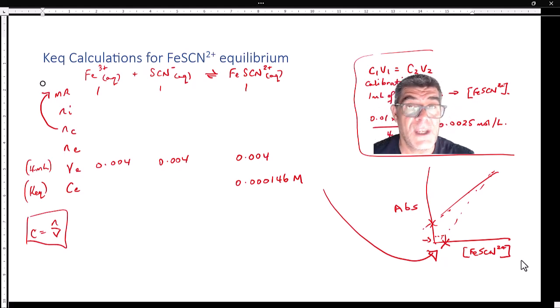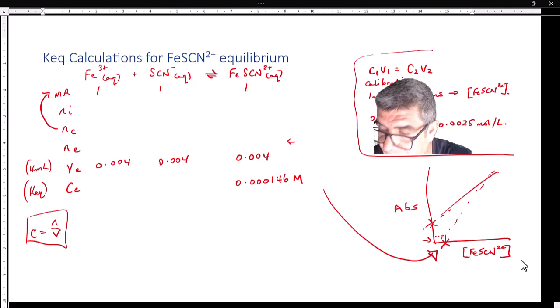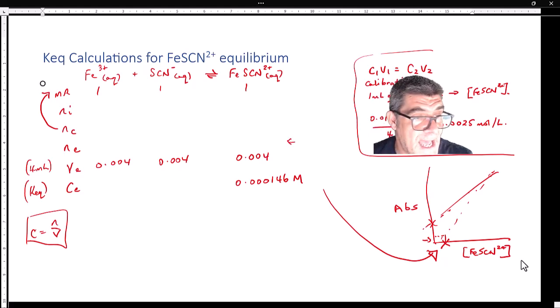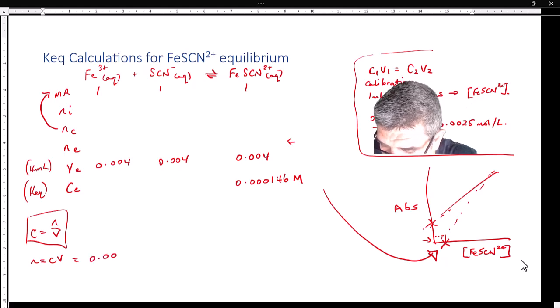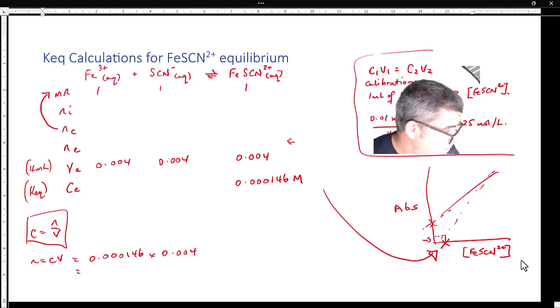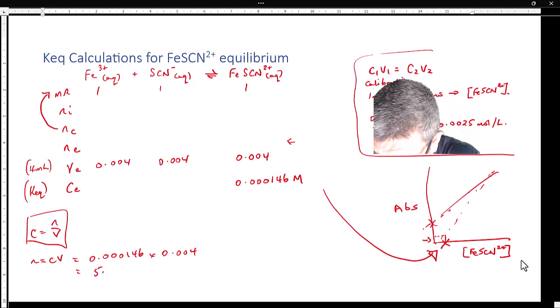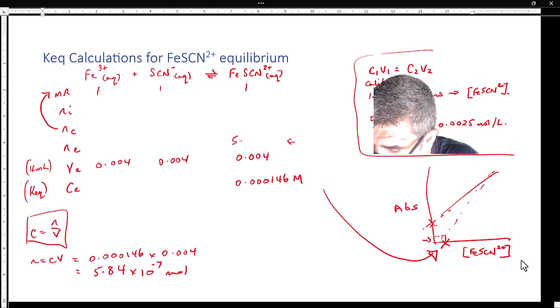So in order for me to do this, I'm first of all going to have to work out the number of moles of the iron thiocyanate ions at equilibrium. So in order to do that, number of moles, n equals CV, equal to the concentration, which is 0.000146, and we're multiplying that by 0.004, and that's going to give us a value of 5.84 times 10 to the minus 7 moles. So that's the value that's going to go in here, 5.84 times 10 to the minus 7.